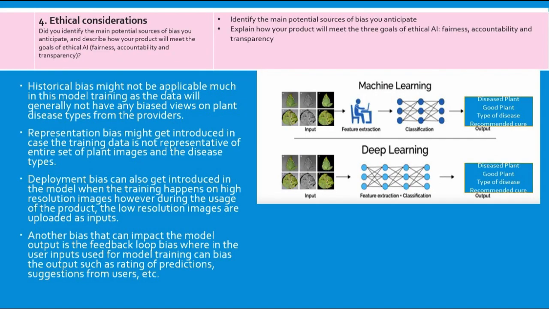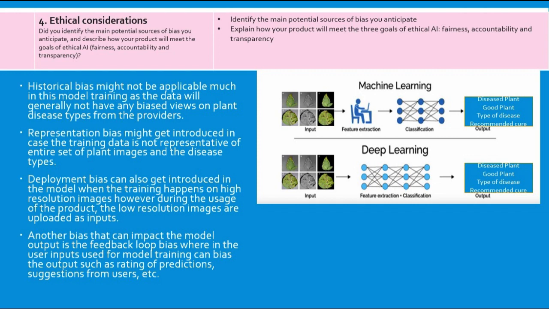Now, the last step, the fourth step as part of this assignment, is discussing the ethical considerations and the bias involved in the model predictions. Historical bias might not be really applicable much in this model training, as the data generally will not have any biased views from the data providers on plant disease types. But yes, there are different types of bias that can get introduced in this kind of ML product. For example, representation bias might get introduced if the training data set is not entirely representative of the entire set of plant images and the disease types that are available widely.